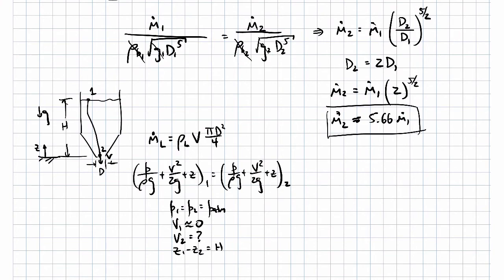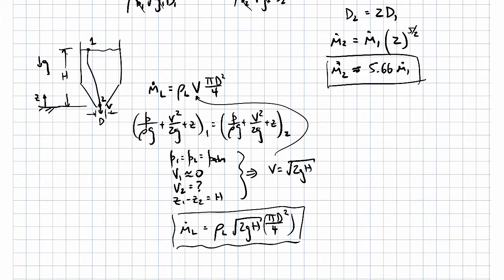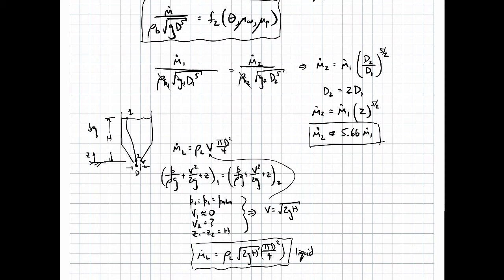So we can plug these into our Bernoulli's equation and simplify it, and you'll get that V comes out to be the square root of 2gh. Then we can plug that back in up here. So the mass flow rate for the liquid will be the density of the liquid times the square root of 2gh times pi d squared over 4. So that's the mass flow rate for a liquid. And up here, we have the mass flow rate for a granular or particulate material.